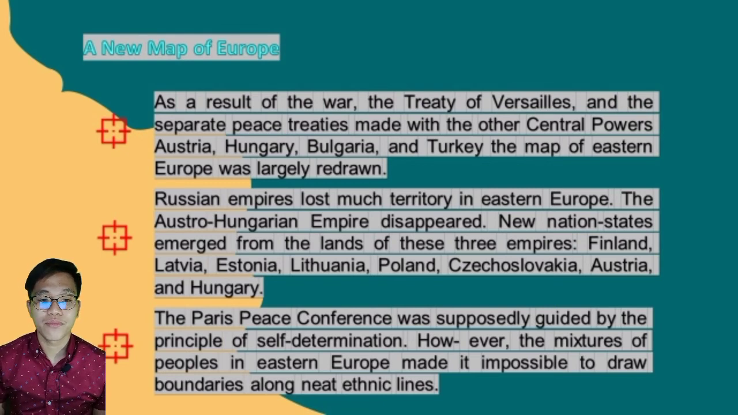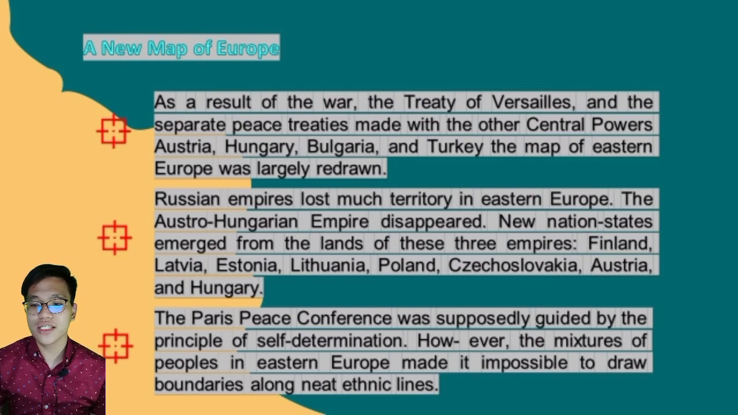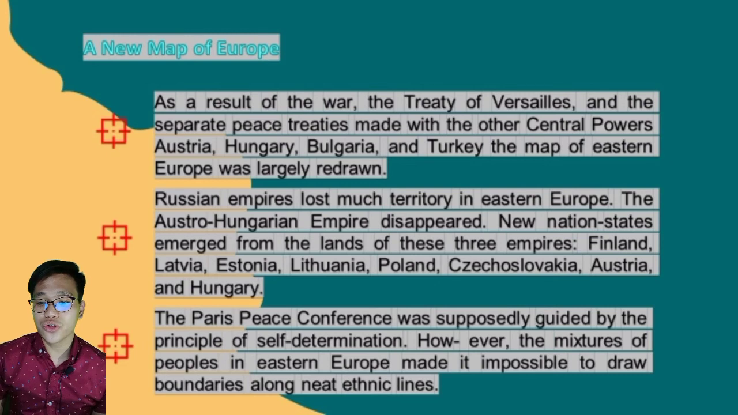Austria, and Hungary. New territorial arrangements were also made in the Balkans. Romania acquired additional lands from Russia, Hungary, and Bulgaria. Serbia formed the nucleus of a new state called Yugoslavia, which combined Serbs, Croats, and Slovenes. The Paris Peace Conference was supposedly guided by the principle of self-determination. However, the mixture of peoples in Eastern Europe made it impossible to draw boundaries along neat ethnic lines. Compromises had to be made, sometimes to satisfy the national interests of the victors.